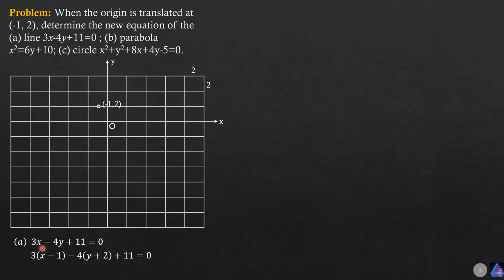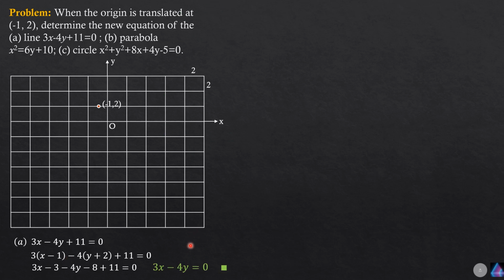So we have 3x minus 4y plus 11 equals 0. This is the original line. So we simply change x by x plus -1, or x minus 1, and y by y plus 2. So 3 times quantity x minus 1, minus 4 times quantity y plus 2, plus 11 equals 0. Simplifying, we have 3x minus 3 minus 4y minus 8 plus 11 equals 0, which simplifies to 3x minus 4y equals 0.